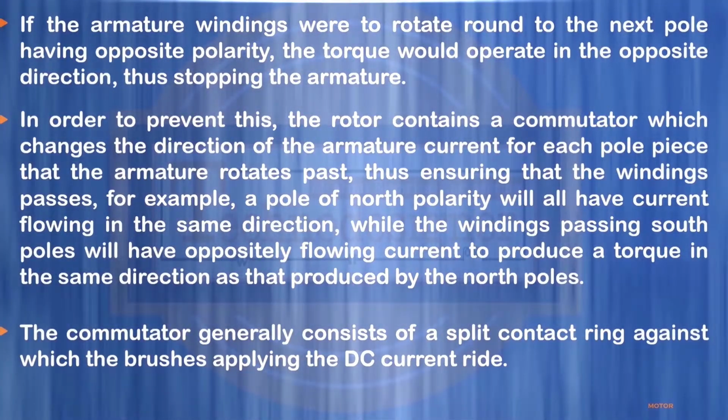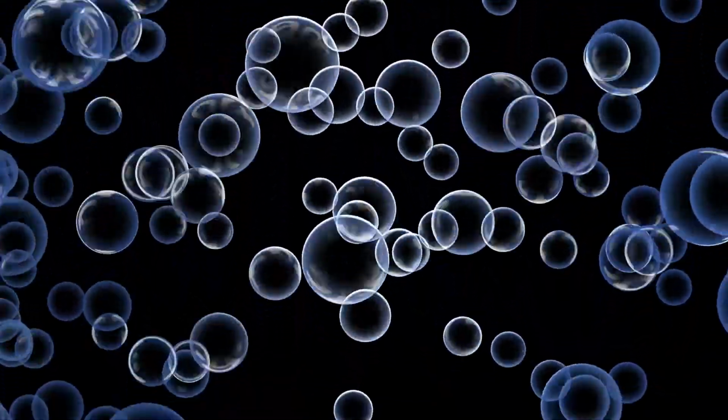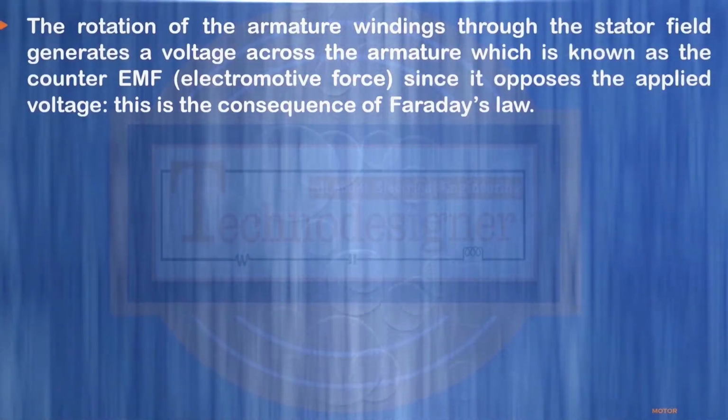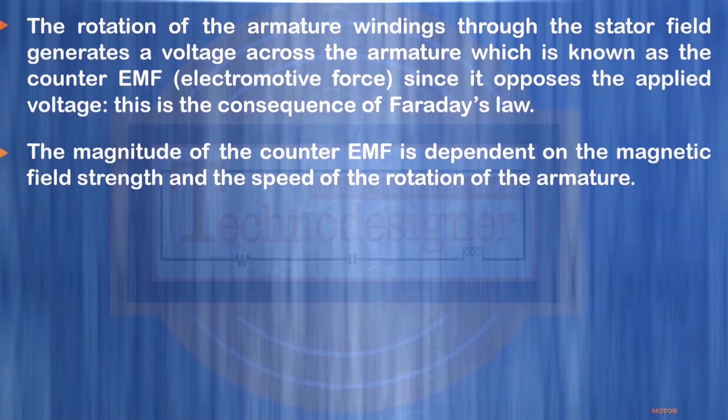The commutator consists of a split contact ring against which the brush applies the DC current side. The rotation of the armature windings through the stator field generates a voltage across the armature which is known as the counter EMF. Since it opposes the applied voltage, this is a consequence of Faraday's law. The magnitude of the counter EMF is dependent on the magnetic field strength and the speed of rotation of the armature.